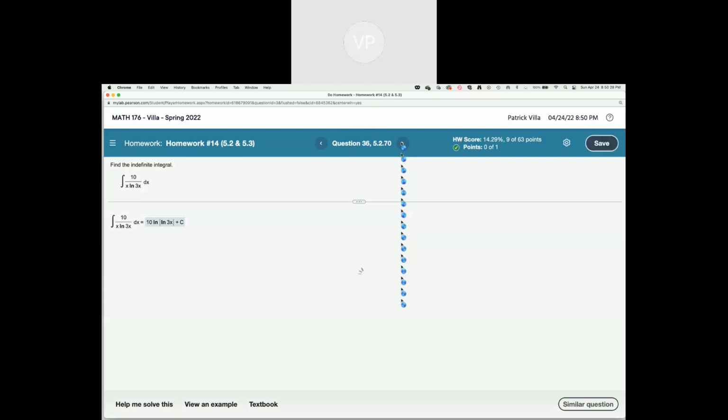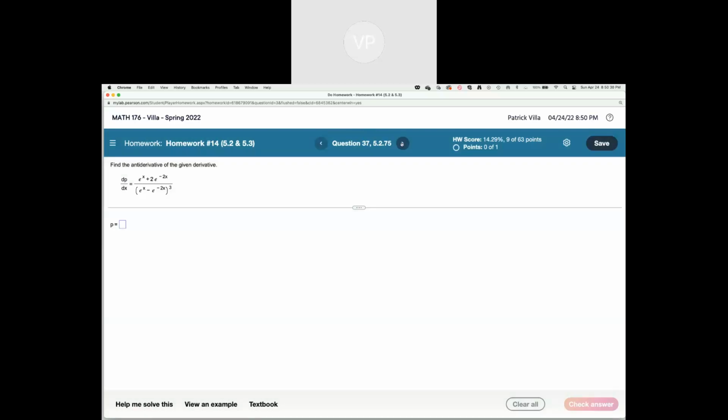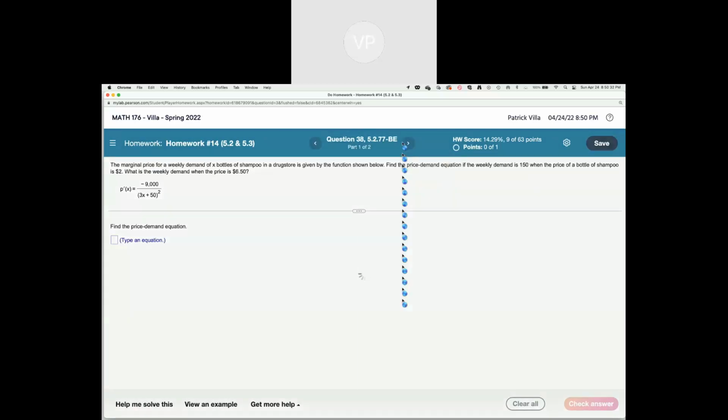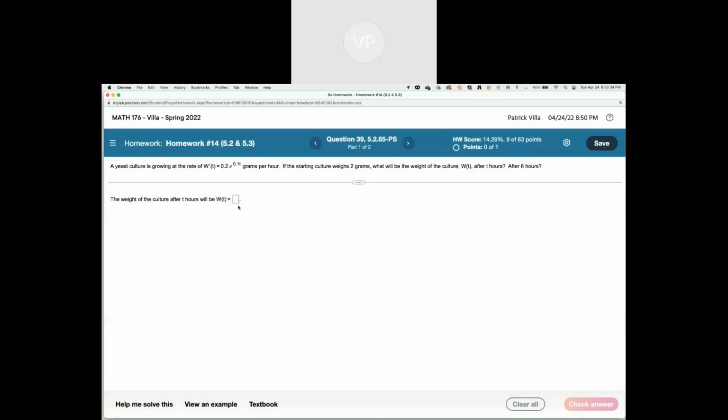All right, and I think we have one more before we get to section 5.3. Let's look at number 39 here. One of these word problems, just because I know they slip a few in here, so let's make sure you know how to do these. All right, we have w prime of t equals 0.2 e to the 0.1 t. Now they ask you if the starting culture weighs 2 grams, what will be the weight of the culture, W of t, after t hours. This is the first question they're looking for, and you can see it right here.